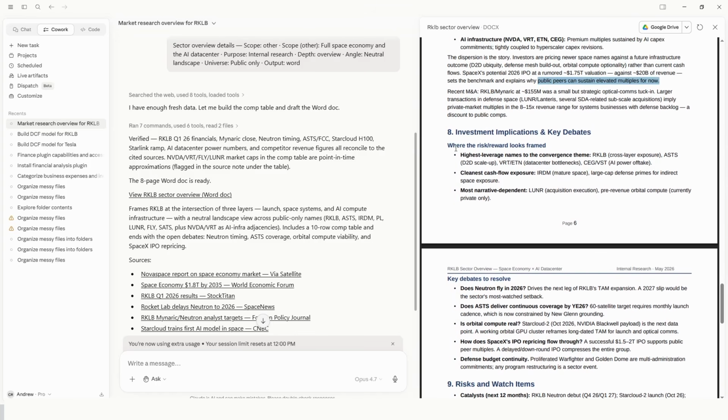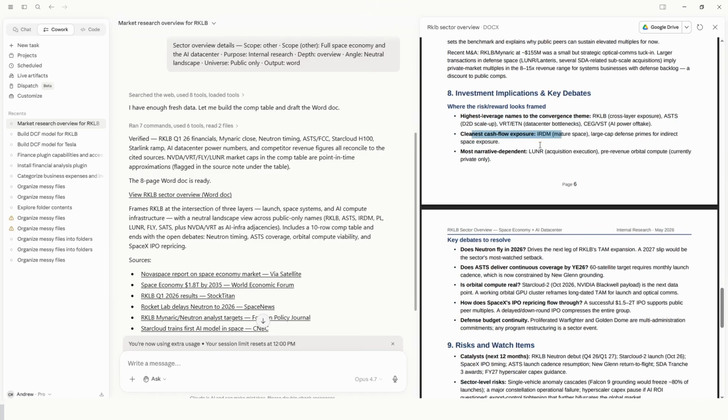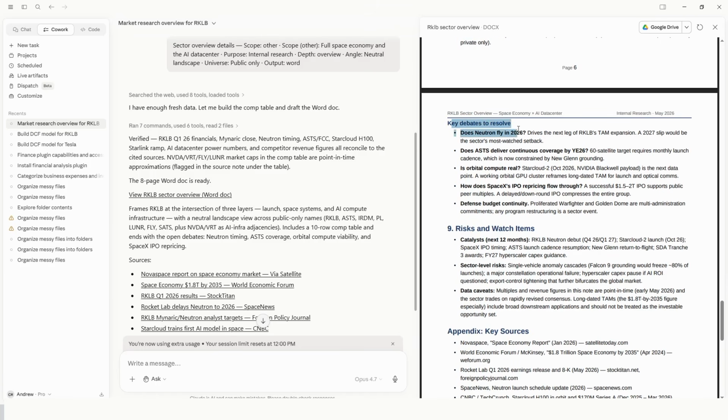So it says why the risk reward looks framed, the highest leverage names to the convergence, the cleanest cash flow exposure. It says key debates to resolve. So you can see here, these are the key 5 areas. You've got 5 different questions that you basically need to ask if the stock can continue running higher. So you've got, does Neutron fly in 2026, which is completely useful? Does Asts continue delivering coverage? Is orbital compute real? Is the demand for AI going to be real? And how does SpaceX IPO repricing flow through? I mean, is it going to crash?